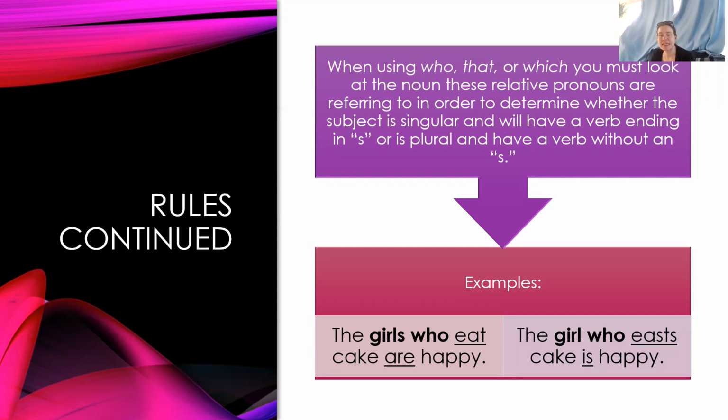Since girls is plural, it is understood that who, the relative pronoun telling us more about those girls, is also plural. In our second sample, the subject is girl, and that matches up with the verb is. The relative pronoun did not change. However, the noun it is telling us about did. It is now girl, a singular individual. Because of this, the pronoun who is also singular, and so the verb has an S.